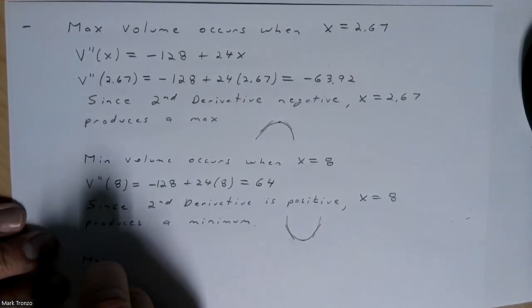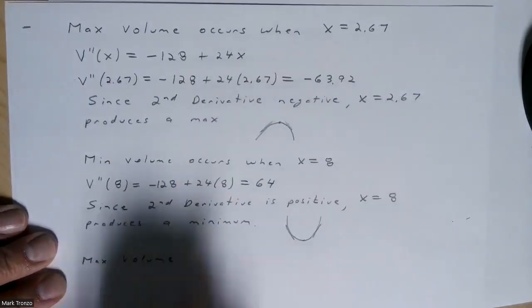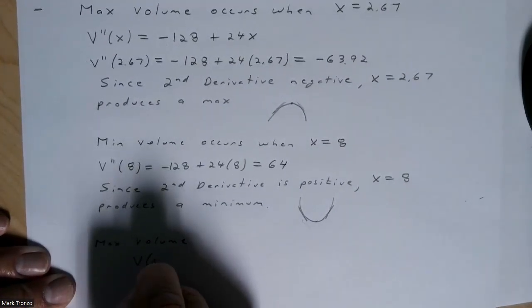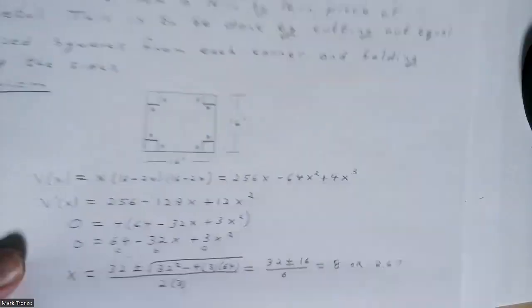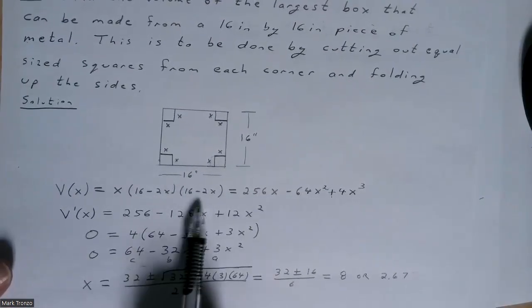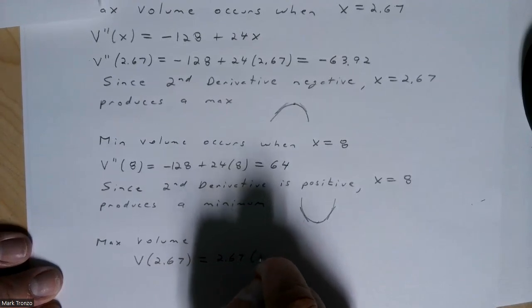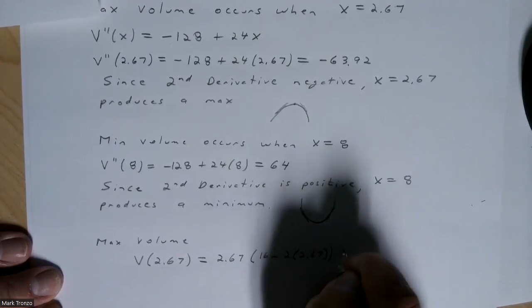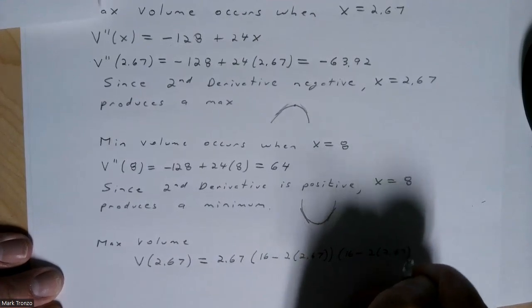So the max volume, now we have to put this number back in the original equation. Max volume is going to be, we could put it in either of these equations. It'll be a little bit easier to put in this one. So let me put it into that one. So it'll be 2.67 times 16 minus 2.67 times 16 minus 2.67, like this.